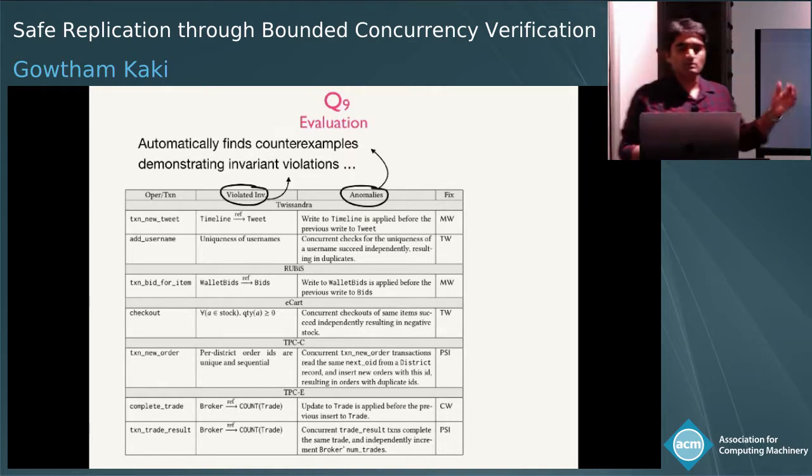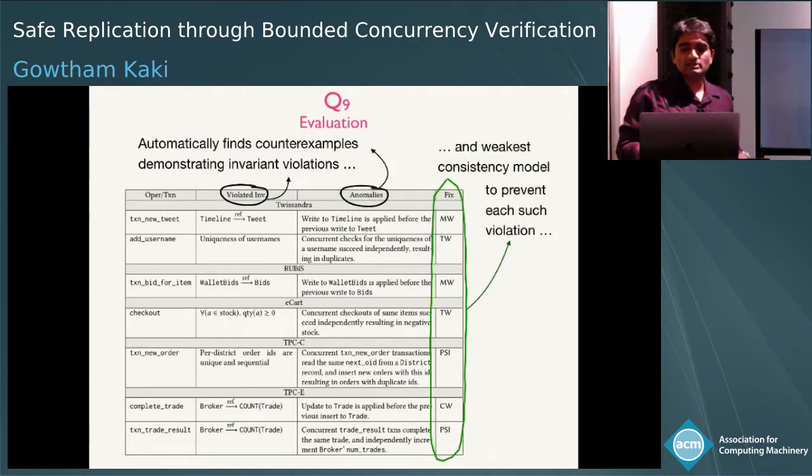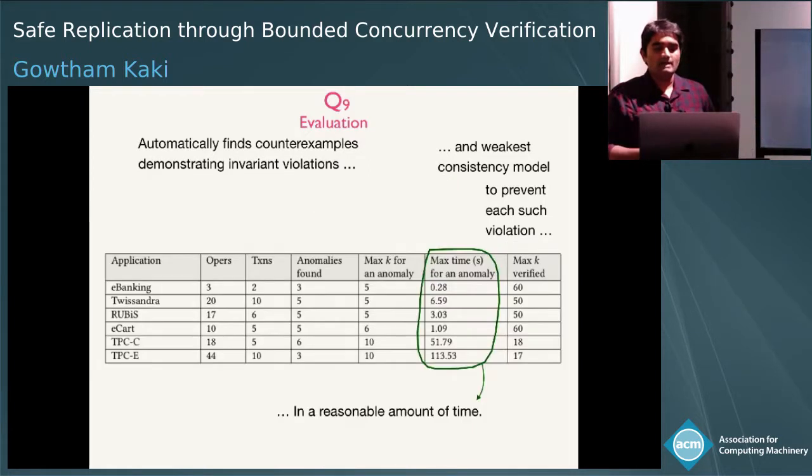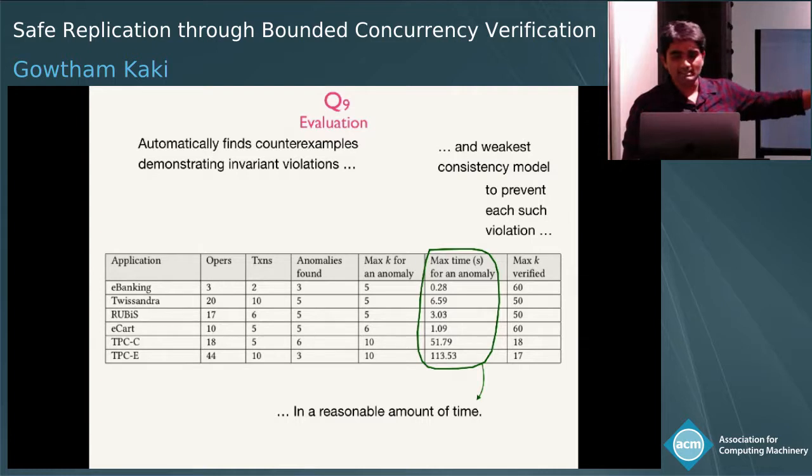Q9 was able to automatically find counterexamples demonstrating invariant violations for these applications, and was also able to find the weakest consistency model to prevent each such violation. And it can do so in a reasonable amount of time. The highlighted column shows the maximum amount of time it took Q9 to find an anomaly for all the applications. The largest time taken was for TPC-E, which was under 2 minutes.